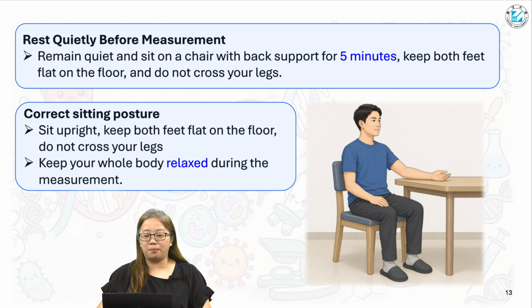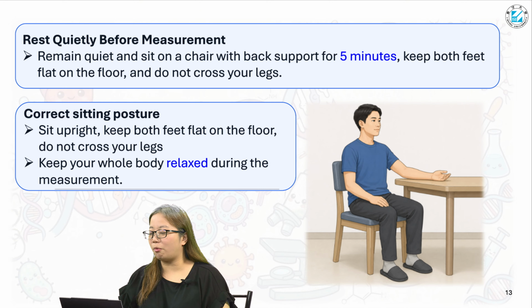Before starting the measurement, rest quietly for about 5 minutes. During this time, try to relax your shoulders, arms, and legs. You may also take 5 to 6 slow, deep breaths. Breathe in slowly and let the breath out gently. It can help reduce tension and make the measurement more stable.